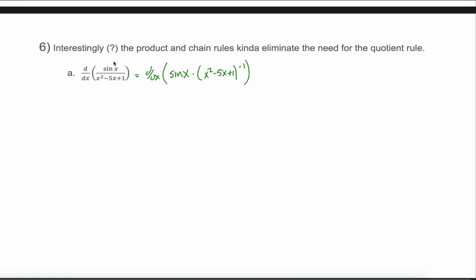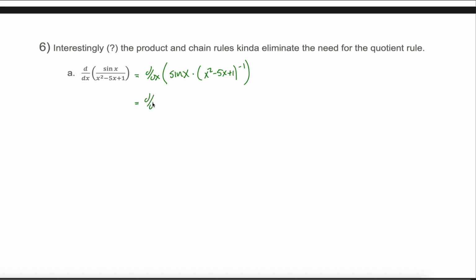So first convince yourself that these two expressions are equal. Raising something to the negative 1 power means 1 over that something. And sine of x times 1 over all this stuff would reproduce this fraction. What we have inside these parentheses is equal to what we have inside these parentheses, but these parentheses do not need the quotient rule. I got something times something, I use the product rule.